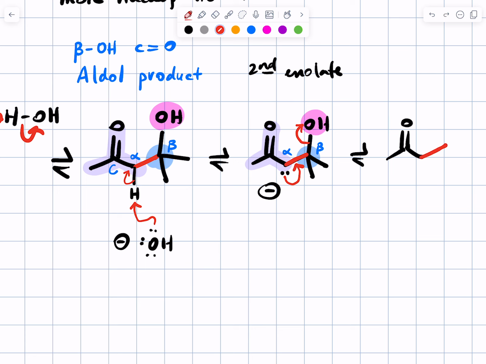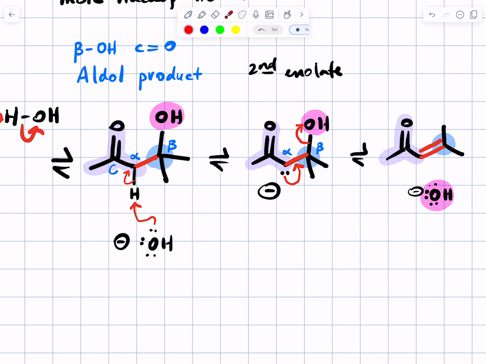So I'm going to draw the product that comes from this reaction where OH gets kicked off. Here's the OH leaving group. Here's, in purple, the portion of the molecule that used to be our enolate. Here's what used to be the carbonyl carbon, and there's what used to be the carbonyl oxygen.